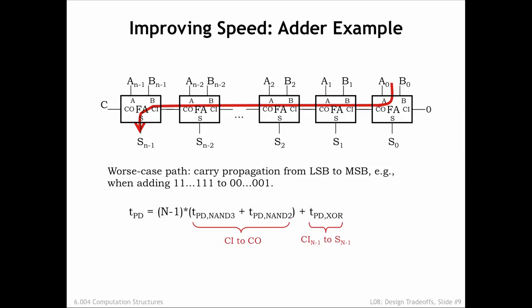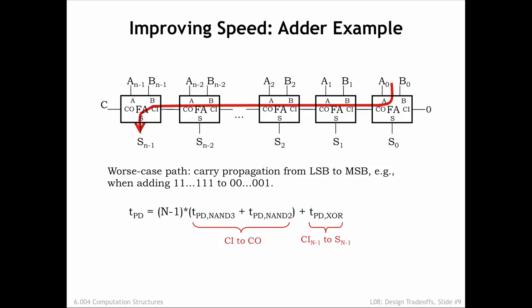The total propagation delay along this path is n-1 times the carry in to carry out delay of each full adder plus the delay to produce the final bit of the sum. How would the overall latency change if we, say, doubled the size of the operands? In other words, made n twice as large.